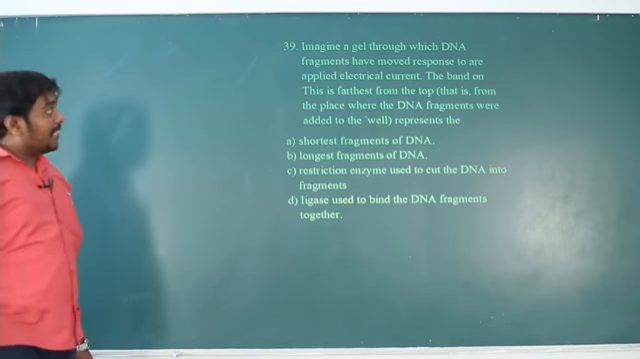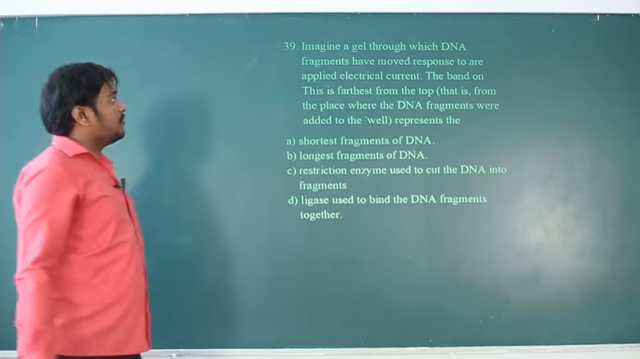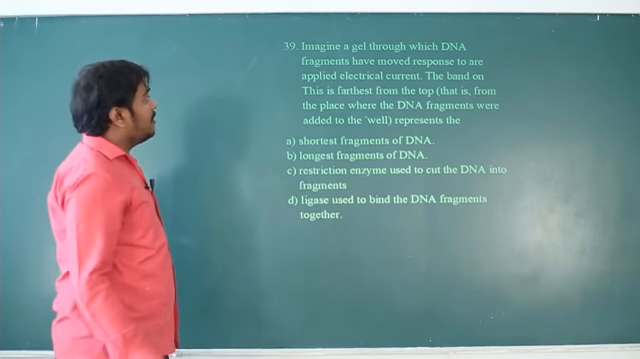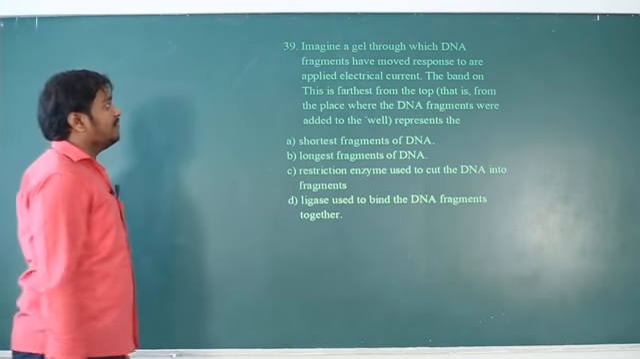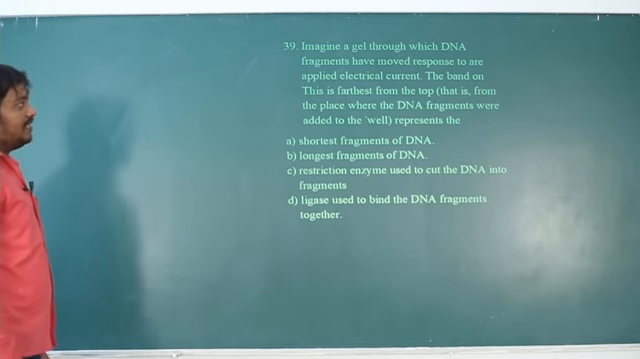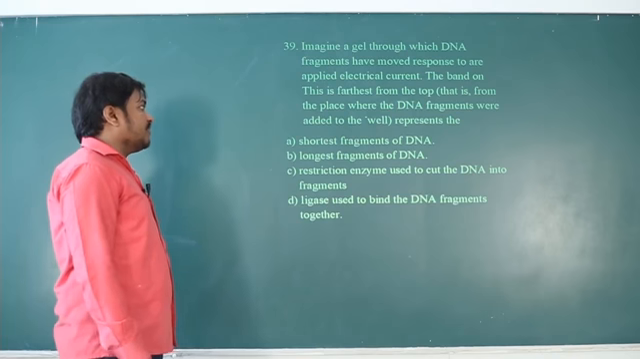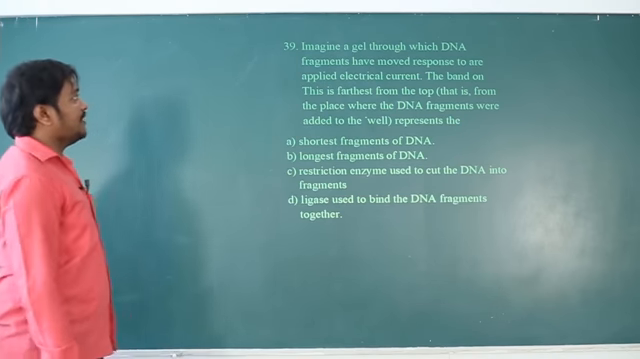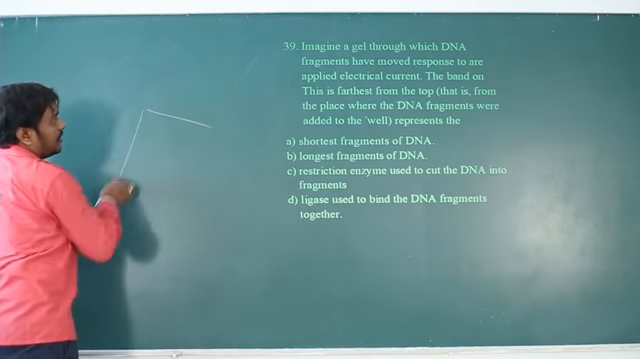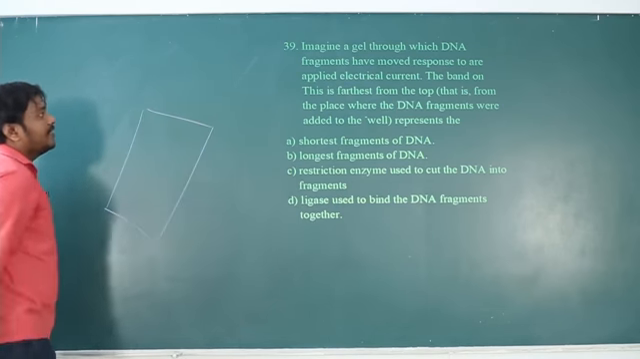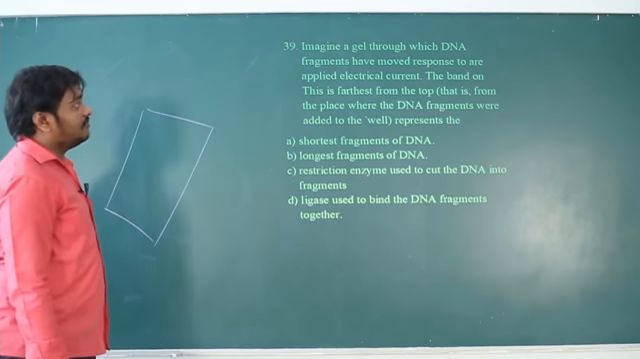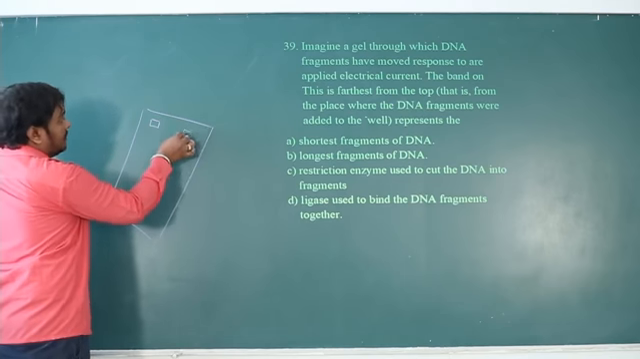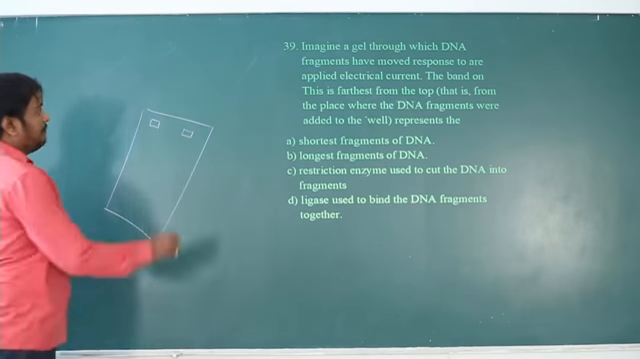Next. Imagine a gel through which DNA fragments have moved in response to an applied electrical current. The band on this gel farthest from the top, that is from the place where the DNA fragments are added to the well, represents: shortest fragment of DNA, longest fragment of DNA, restriction enzyme used to cut the DNA into fragments, or ligase used to bind the DNA fragments together.